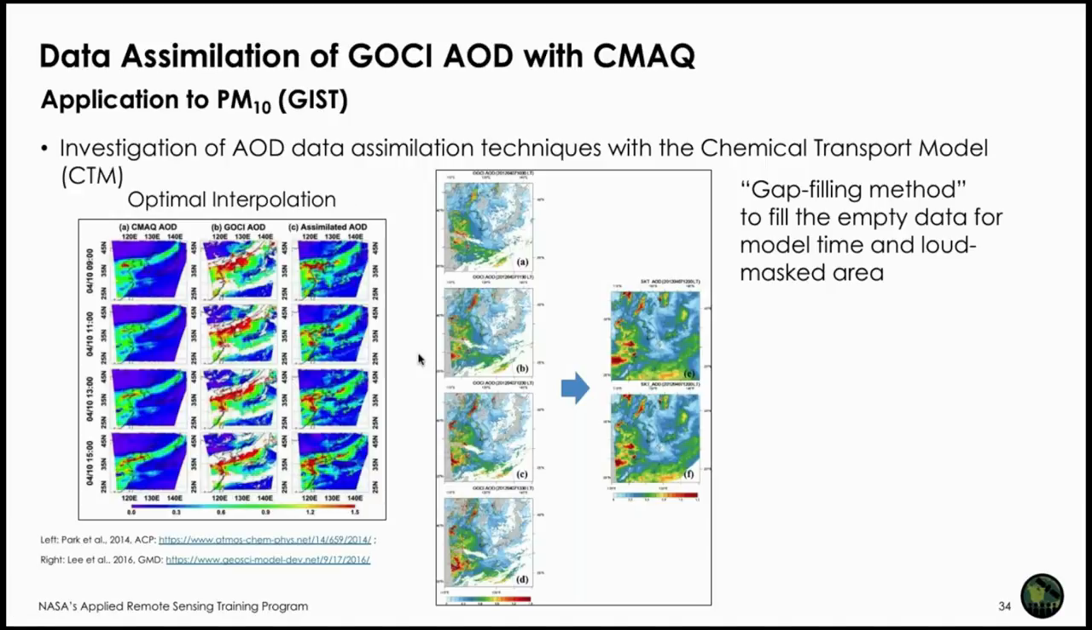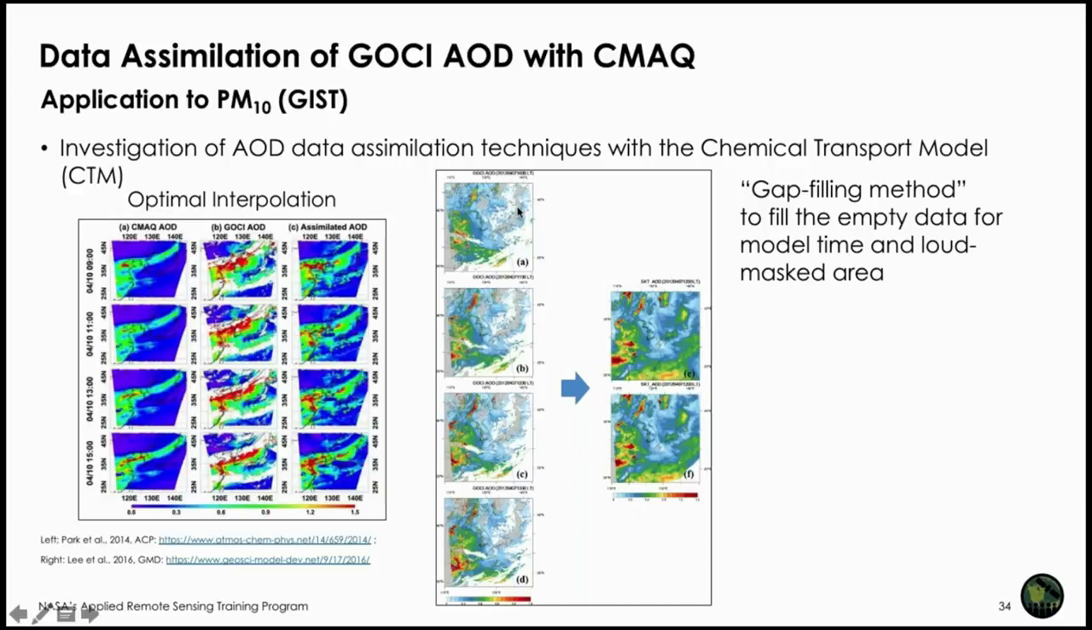There are so many techniques to integrate chemical transport models and satellite measurements. The first method is called the optimal interpolation method, and the second one is the gap filling method, to fill the empty data for the model time and the cloud masked area. This is the type of story.